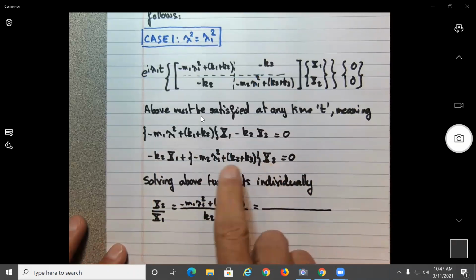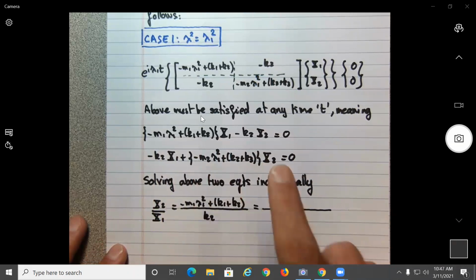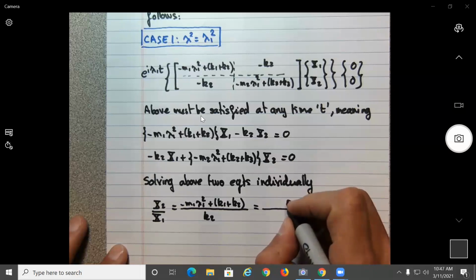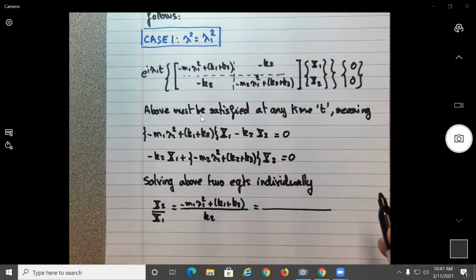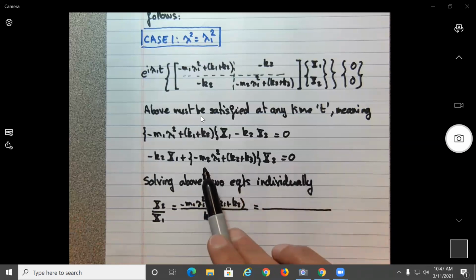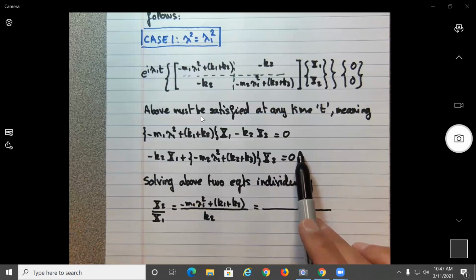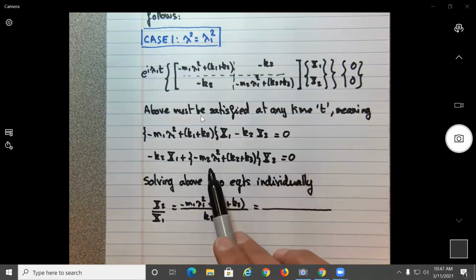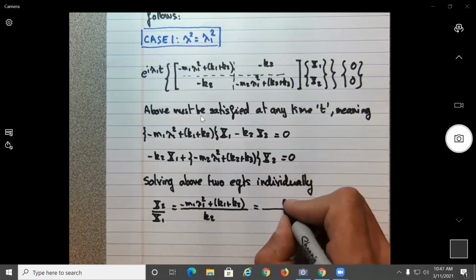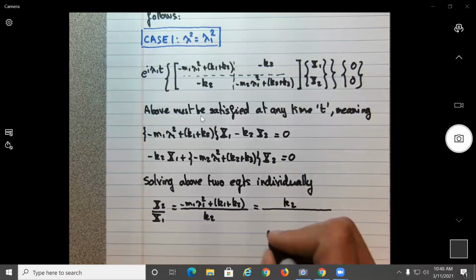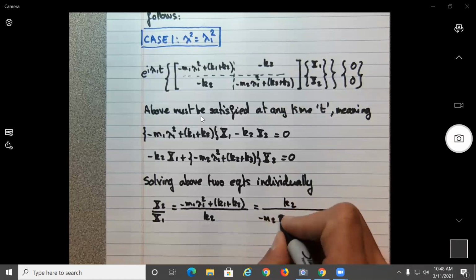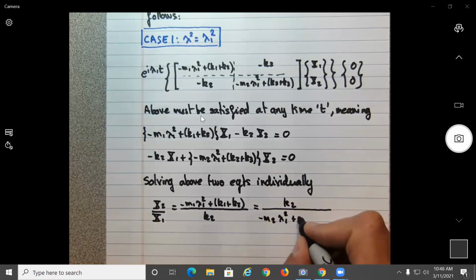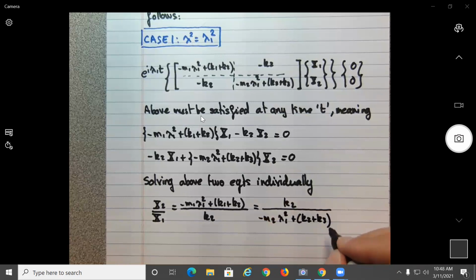Now, if you solve x2 over x1 using the second equation, what are you going to get? You move this one to the right, so you're going to get K2 divided by minus M2 lambda 1 squared plus K2 plus K3.